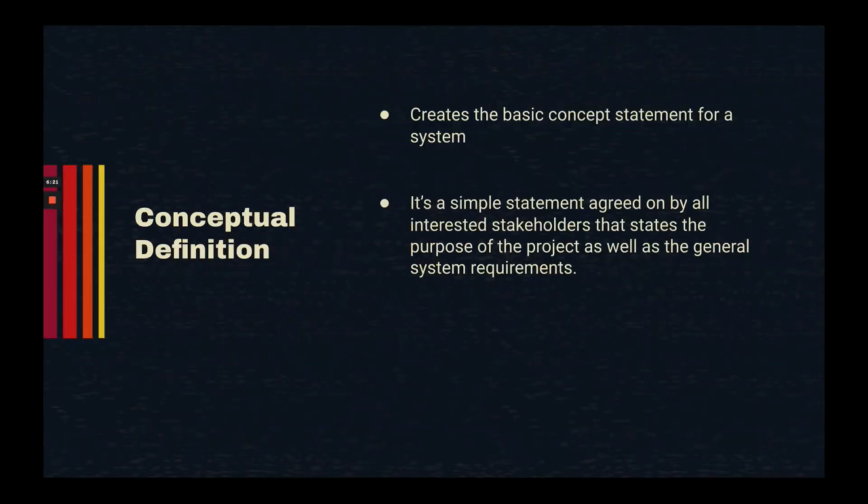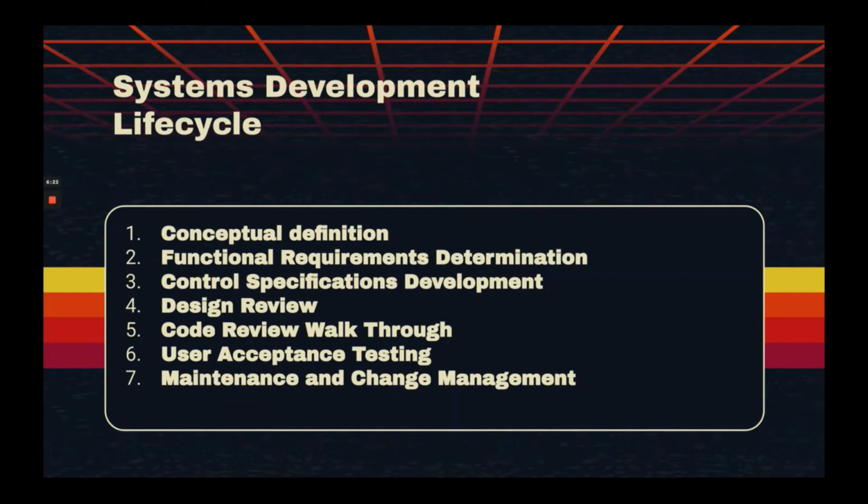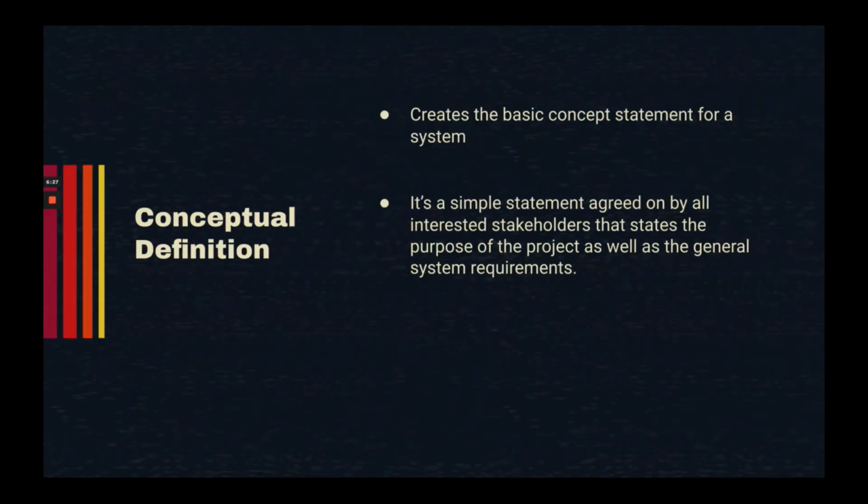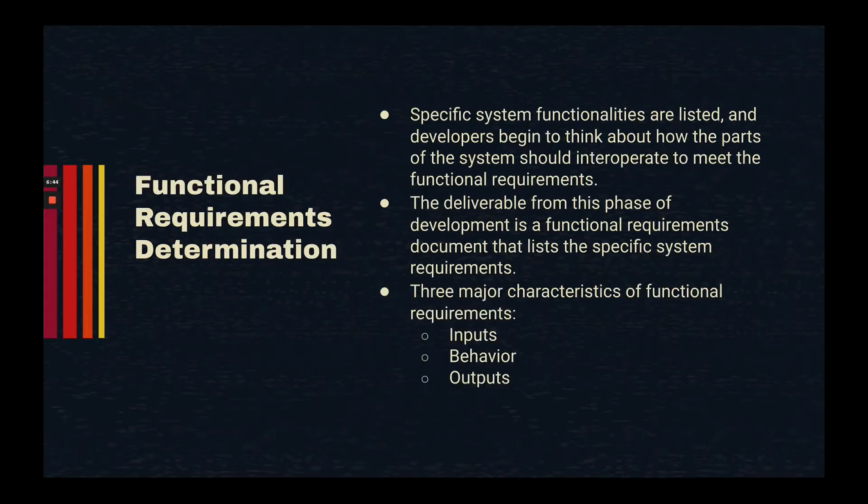Conceptual definition. This is the first step of the development life cycle. The conceptual definition creates a basic concept statement for the whole system. It is a simple statement agreed on by all the interested stakeholders that states the purpose of the project as well as the general system requirements, so that everybody can be on board and on the same page.